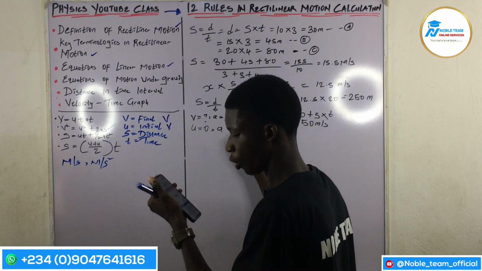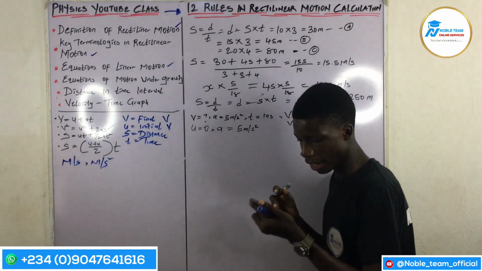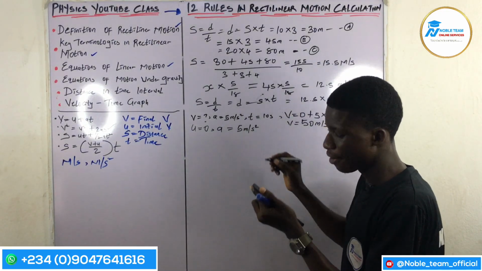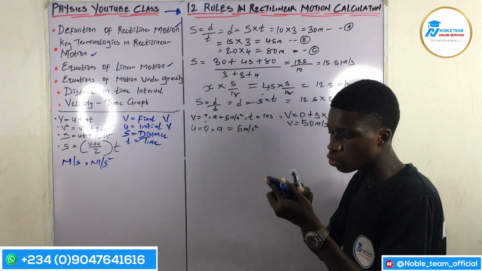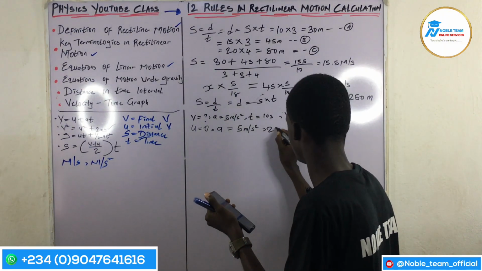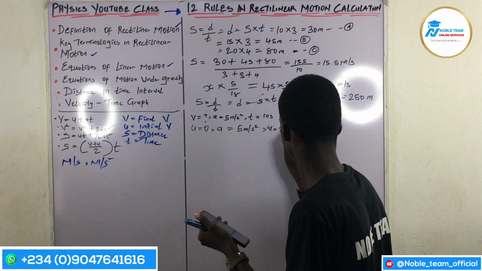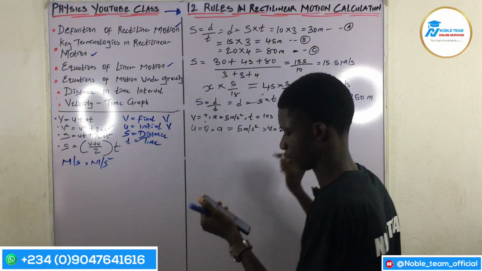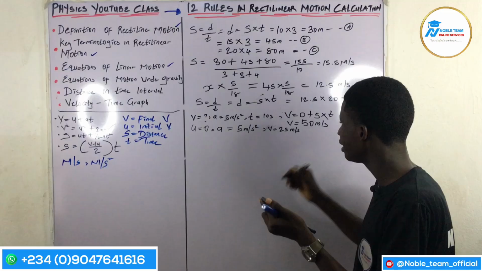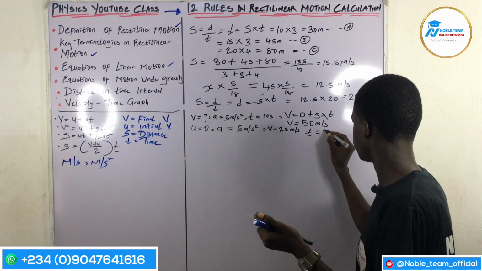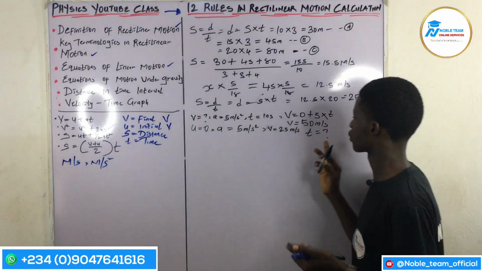Do you understand? And accelerates uniformly at 5 meters per second square. Our a is 5 meters per second square. And it attains a velocity of 25 meters per second, which is our final velocity. Then calculate the time taken to attain this velocity. Now we are looking for the time, which is unknown. What formula are we going to use? We are going to be making use of this one. We are asked to get for t.